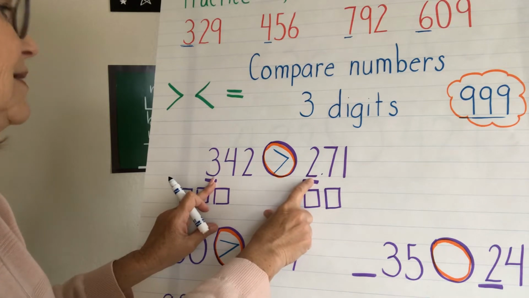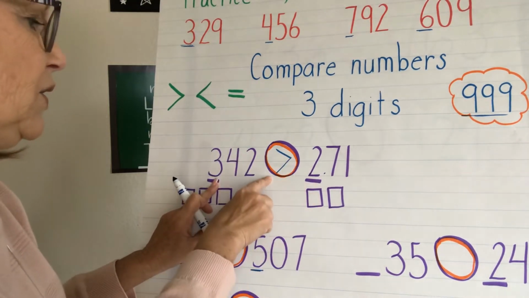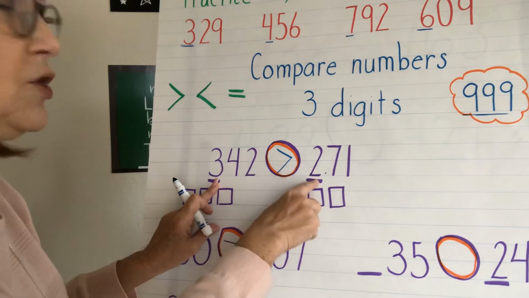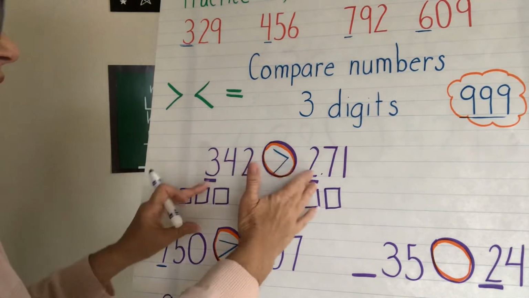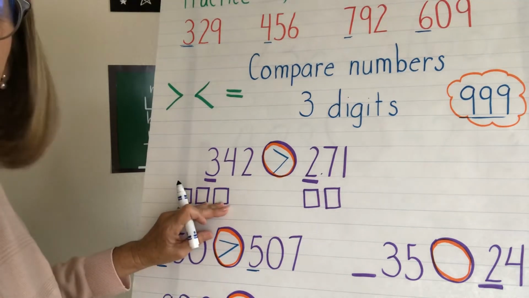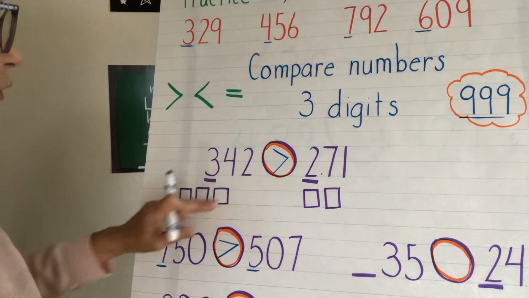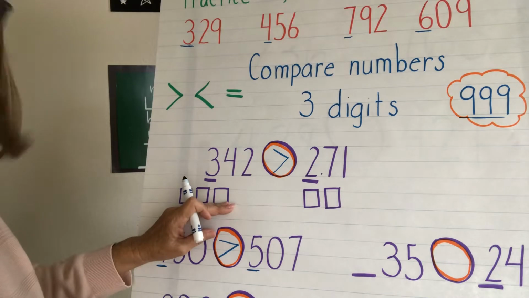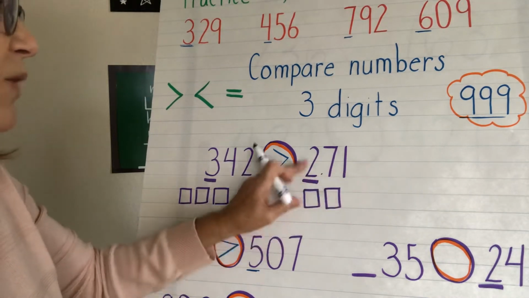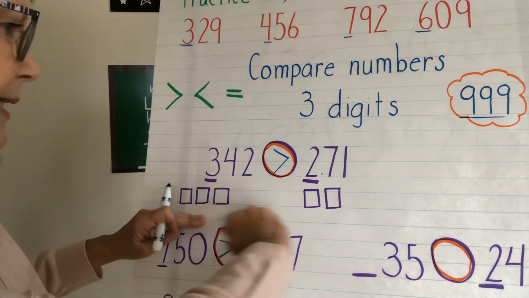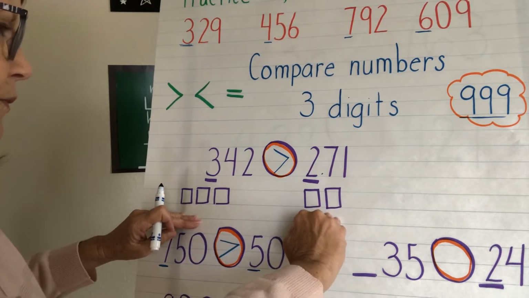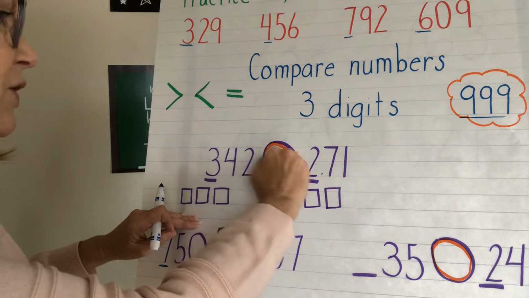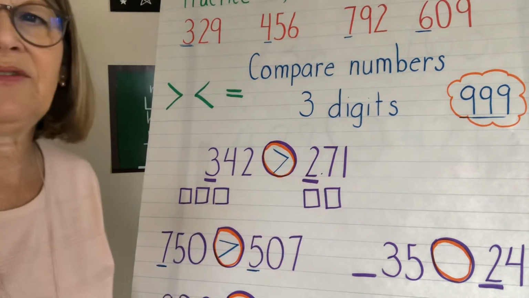So that means 342 is greater than 271. If you're not sure and you can't visualize that, go ahead and draw the hundreds. In the number 342, there are 3 hundreds. In the number 271, there are 2 hundreds. It's easy to see here that 3 is greater than 2, which is why 342 is greater than 271.